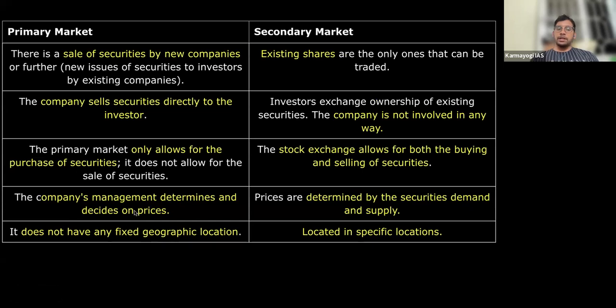The company's management determines the price. Whatever the price of each share is, it is decided by the company itself, whereas in secondary market, it depends on the market. And in primary market, it does not have any fixed geographical location. Specific locations will be there in the secondary market, completely organized for trading, right?